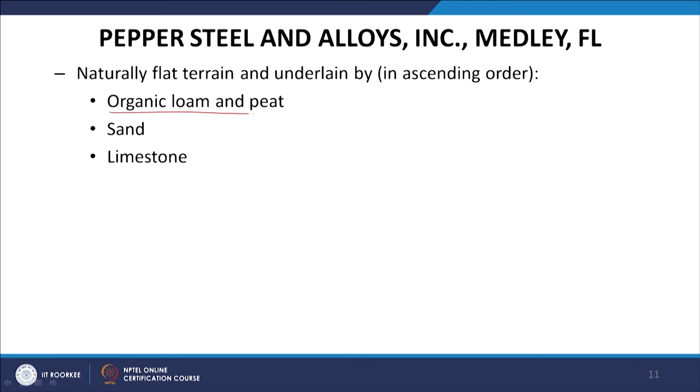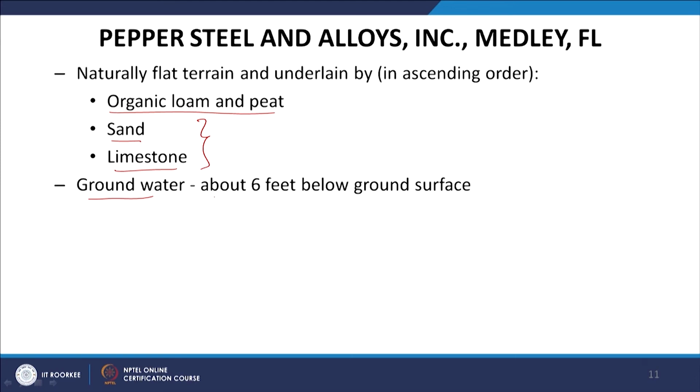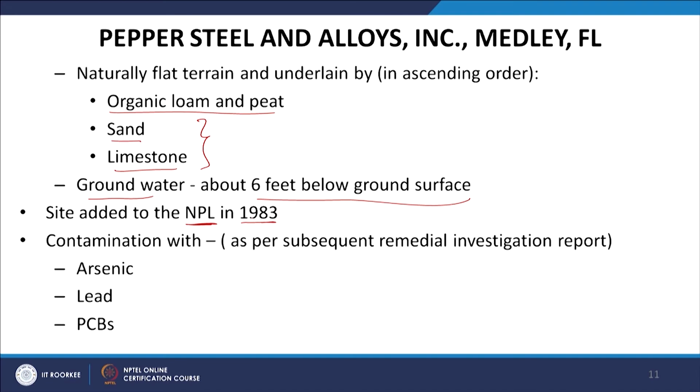And how is the site now? Typically organic loam and peat, sand and limestone. Keep that in mind, because permeability is considerably high here. Obviously, we do not have the relevant thickness and such, but groundwater is relatively high, about 6 feet below the ground surface. It was added to the US national priority list in 1983, contaminated with heavy metals and also some PCBs.